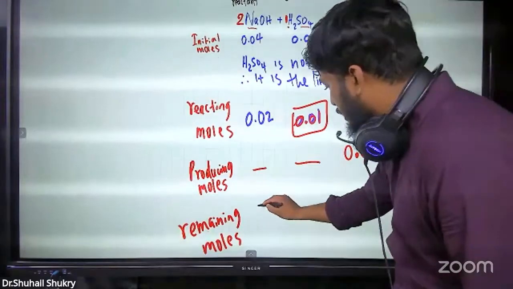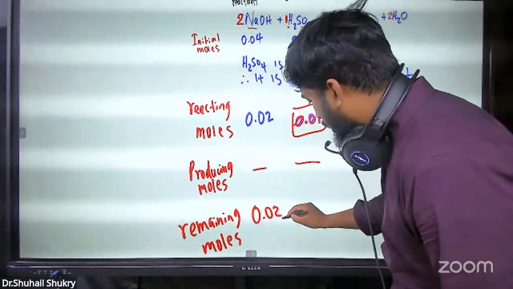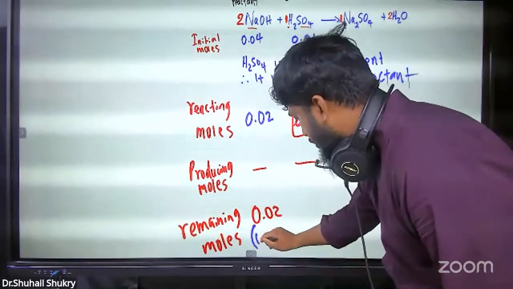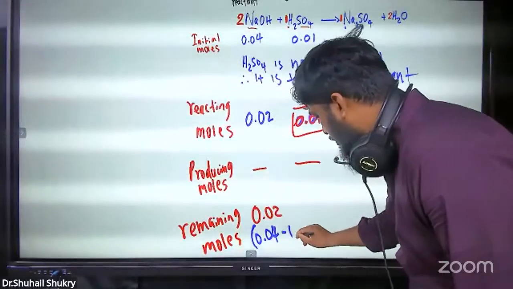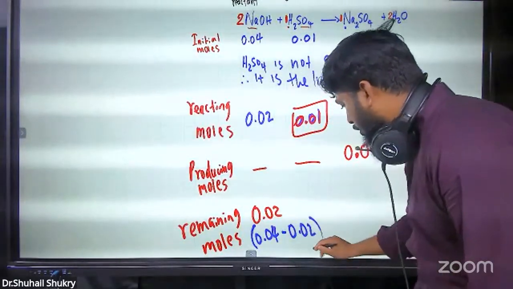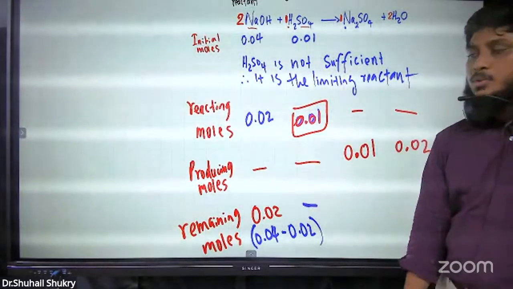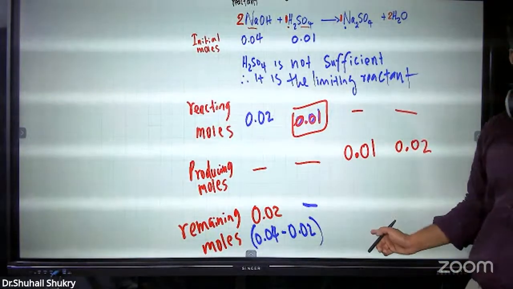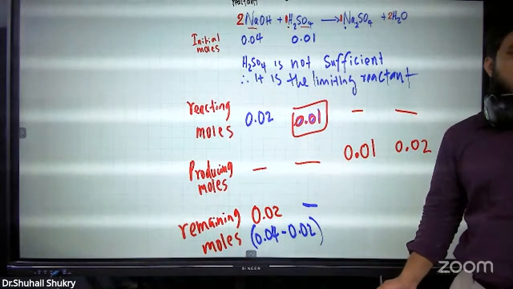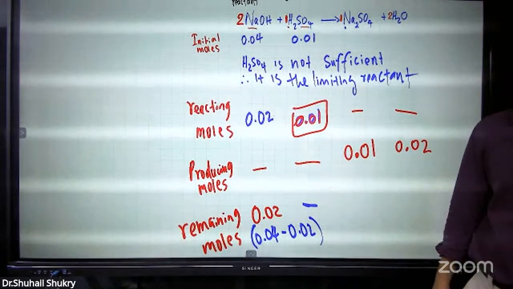It is 0.02. How did we get this? Now you can write 0.04 minus 0.02. Do we have remaining H2SO4? No. Do I have sodium sulfate remaining in this? Yes, the sodium sulfate produced is there in the solution.